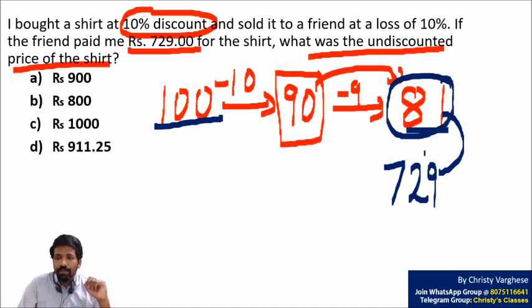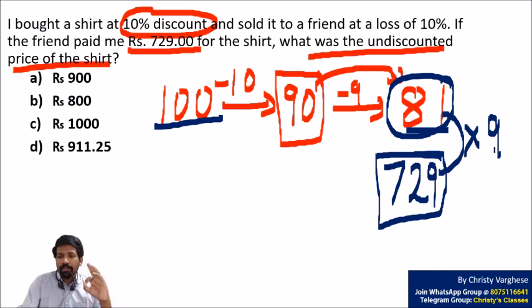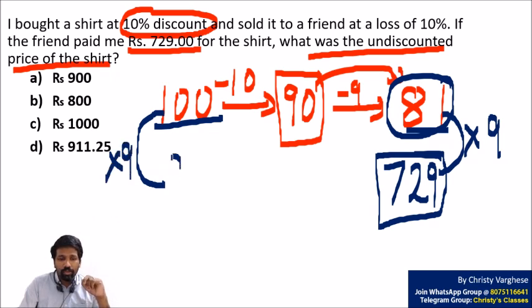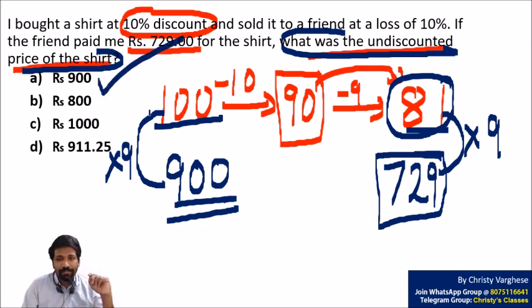We got 81 and we should have got 729. How to correct it, or how much bigger it is? Proportionality you have to think. 81 into 9 is 729. Because 81 is 9 into 9, and 729 is 9 into 9 into 9. That means our value is 9 times less than the original. That means our random assumption times 9 should be the original assumption. 900 should be the initial value. And initial value is the question, undiscounted MRP of the shirt. So option A is the answer.